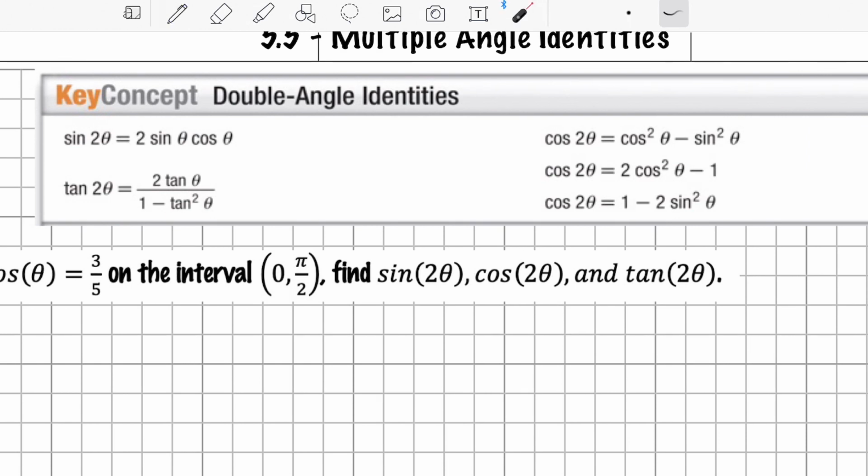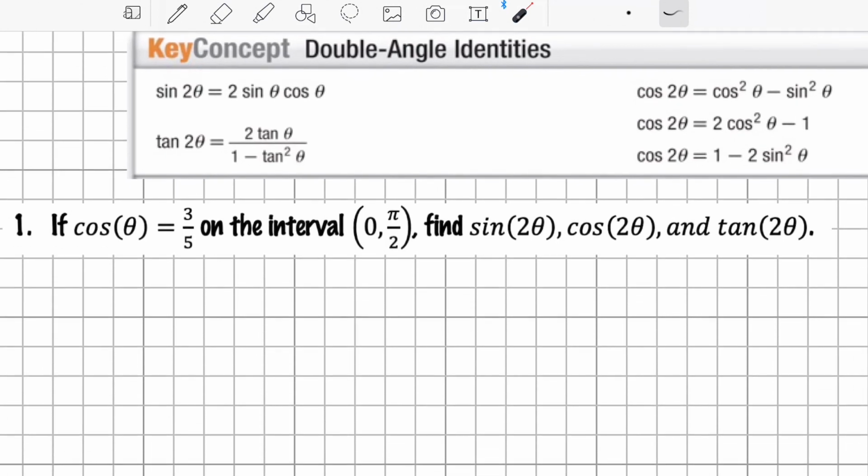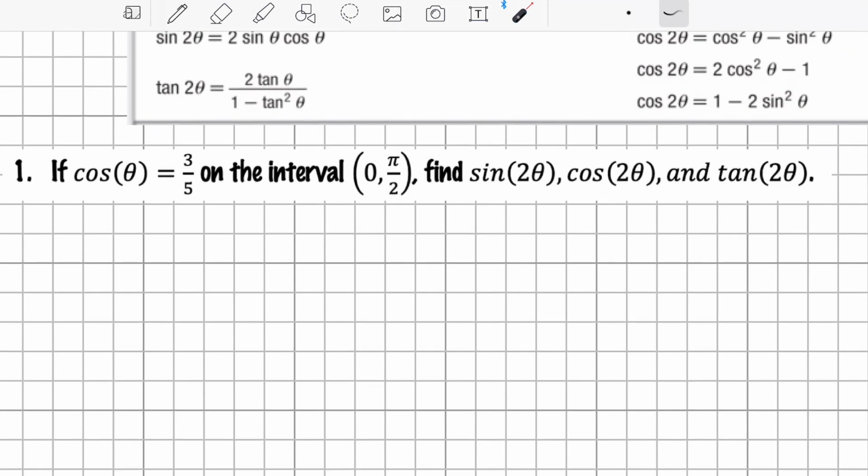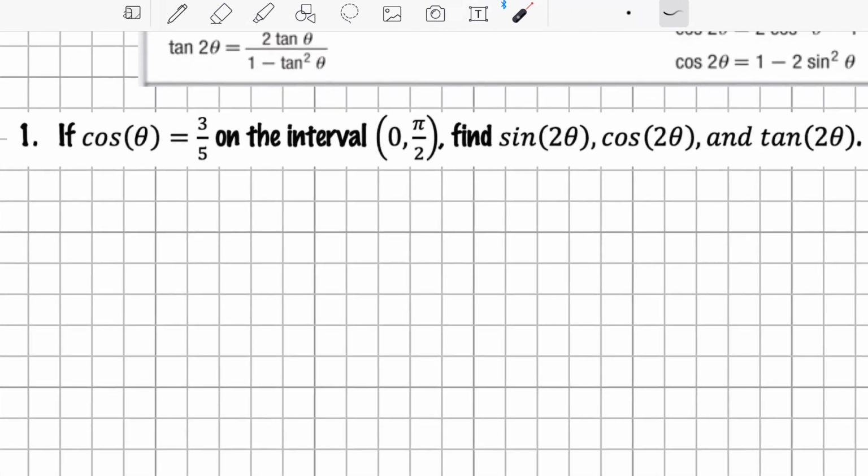Okay, thank you. So these are the double angle formulas. Notice that cosine has three different ones. So what we're going to do is we're going to find these double angle identities. So let's start with example number 1.